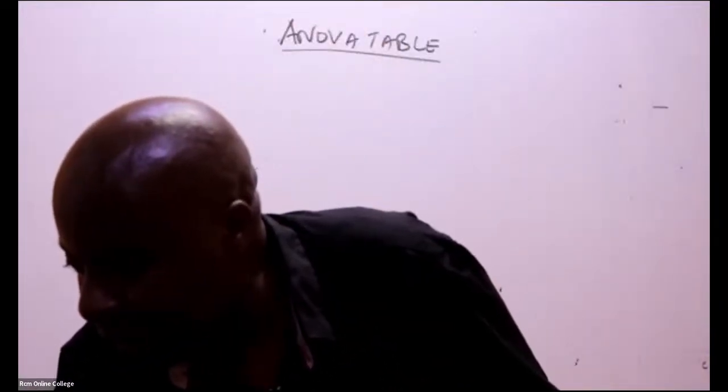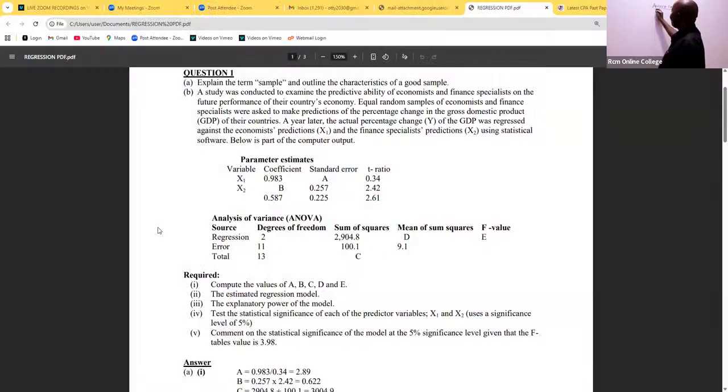So this ANOVA table, what are they giving us? In this ANOVA table, they have given us source. So we have two sources. We have a regression source, which is what you also call explained. And then we have the error source, which is what we also call unexplained variance. And then we have our totals here.